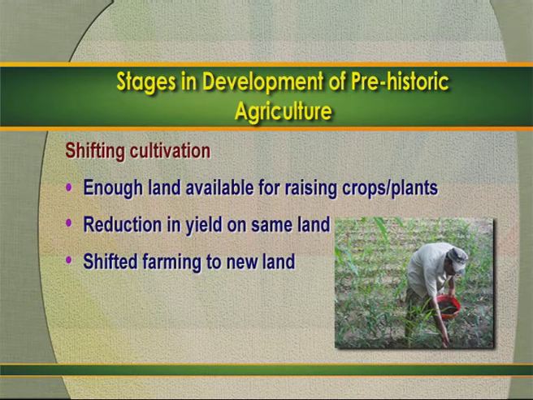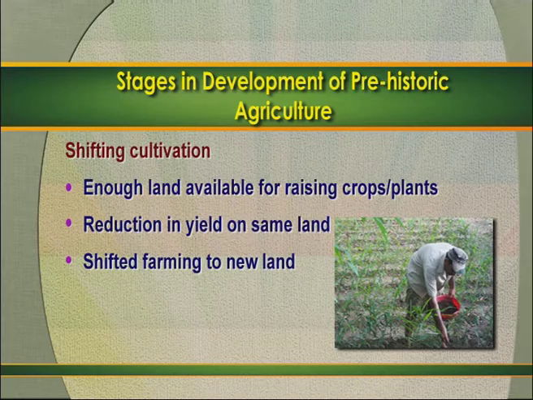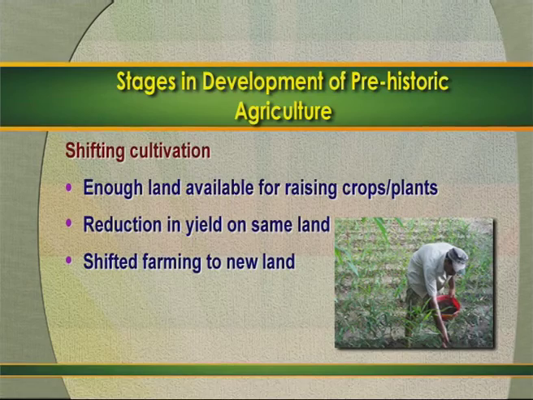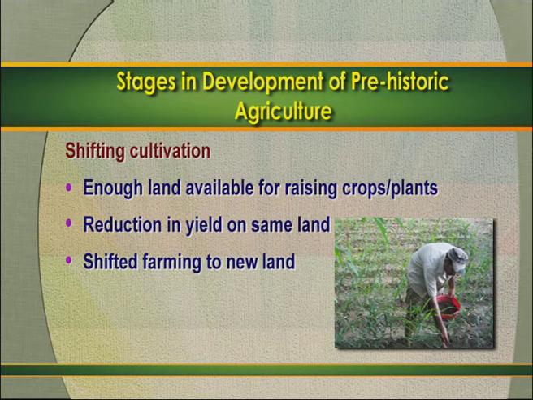Then with these cultivation practices, due to the increase in population, they might have observed that the food was not sufficient, or the productivity of the land was declining. At that time, land was available in abundance. So, they might have shifted to other places because of the low productivity, and they saw that the productivity increased. With this, the concept of shifting cultivation was started.